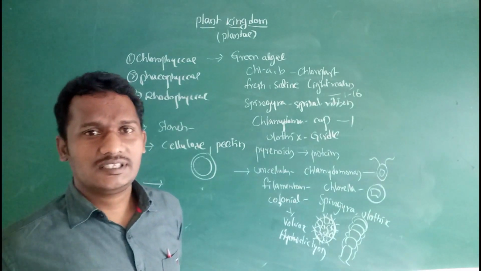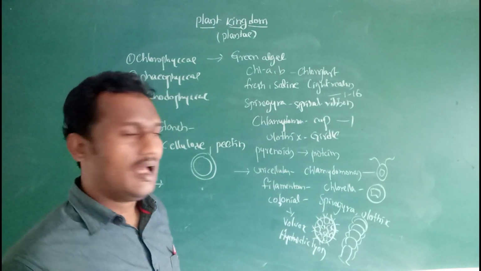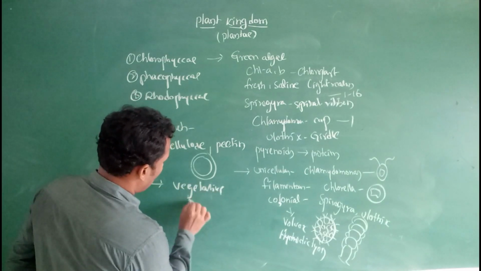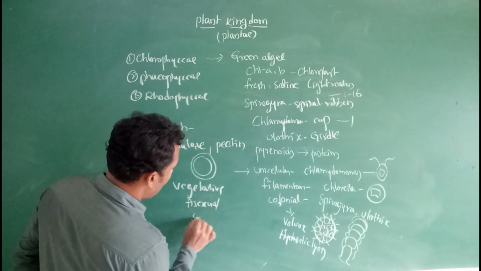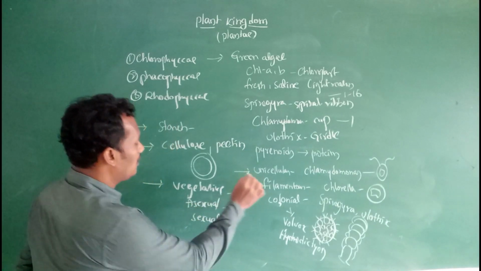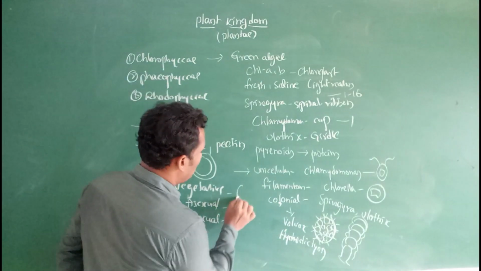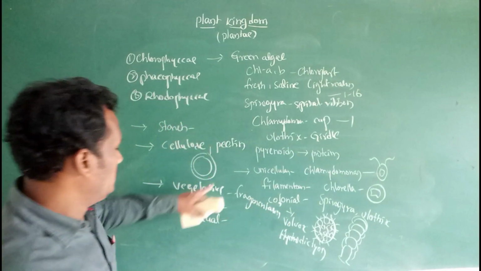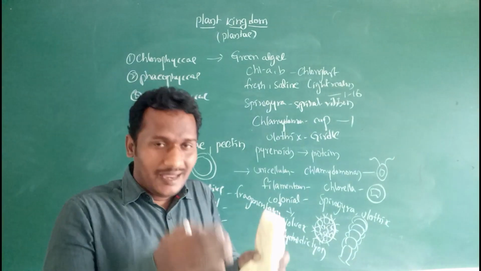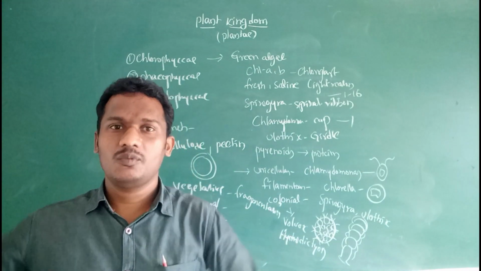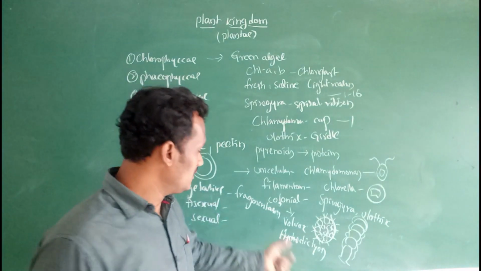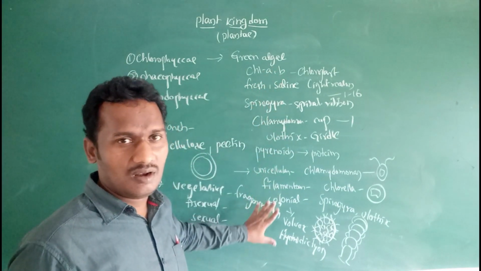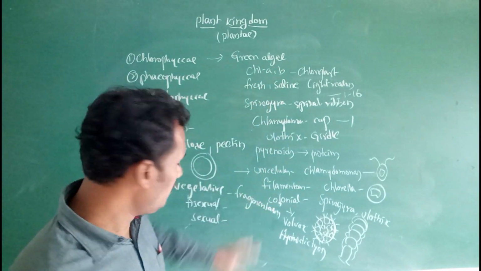In Chlorophyceae members, reproduction is by vegetative, asexual and sexual methods. Vegetative reproduction is by fragmentation. That means the plant body, in unfavorable conditions, splits into small pieces. Each piece is one fragment, and these can grow into a new individual algal member. This is known as fragmentation.